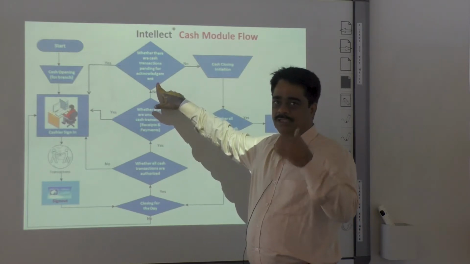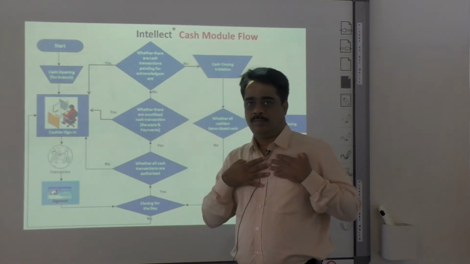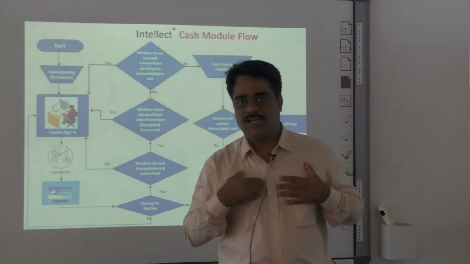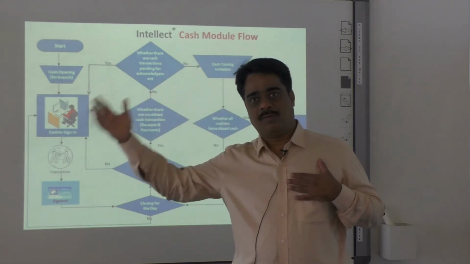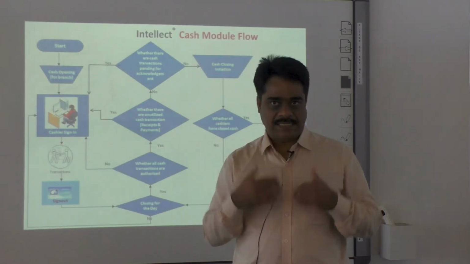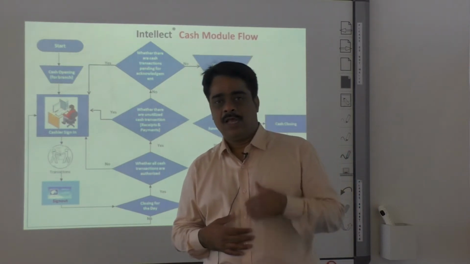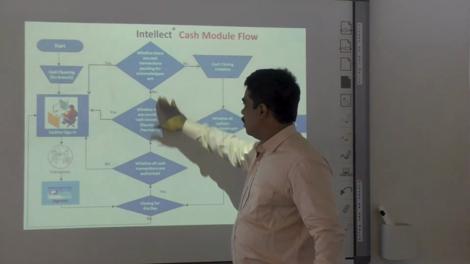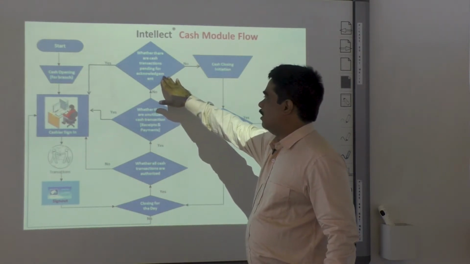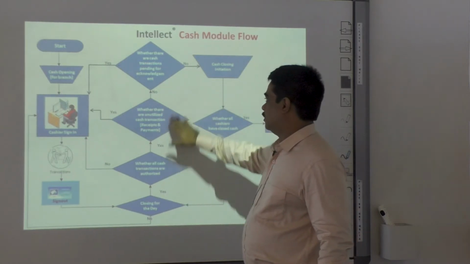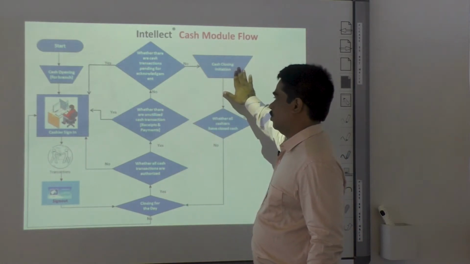If it is not cleared, it will check whether there are transactions pending for acknowledgement. That is the acknowledgement. I can pay cash from one cashier to another cashier. I can pay cash from one branch to another branch. So there can be several cash acknowledgements. It will check all these. Once all these activities are made and there are no pending activities, then it will go to the cash closing.